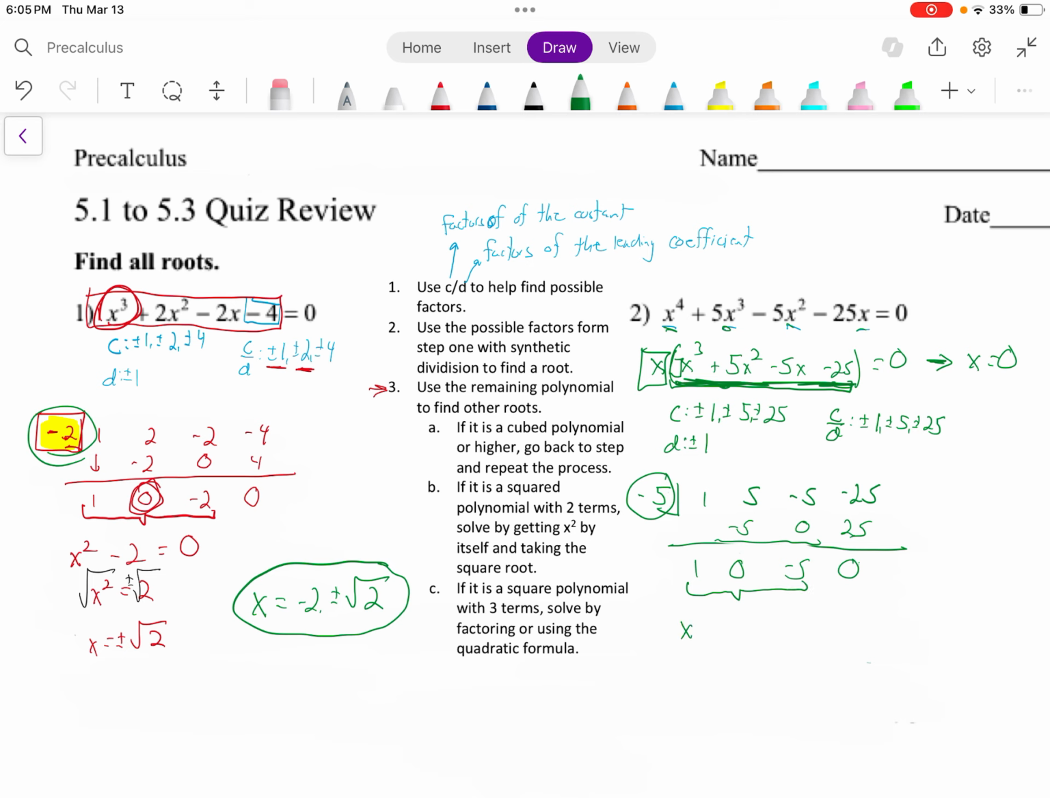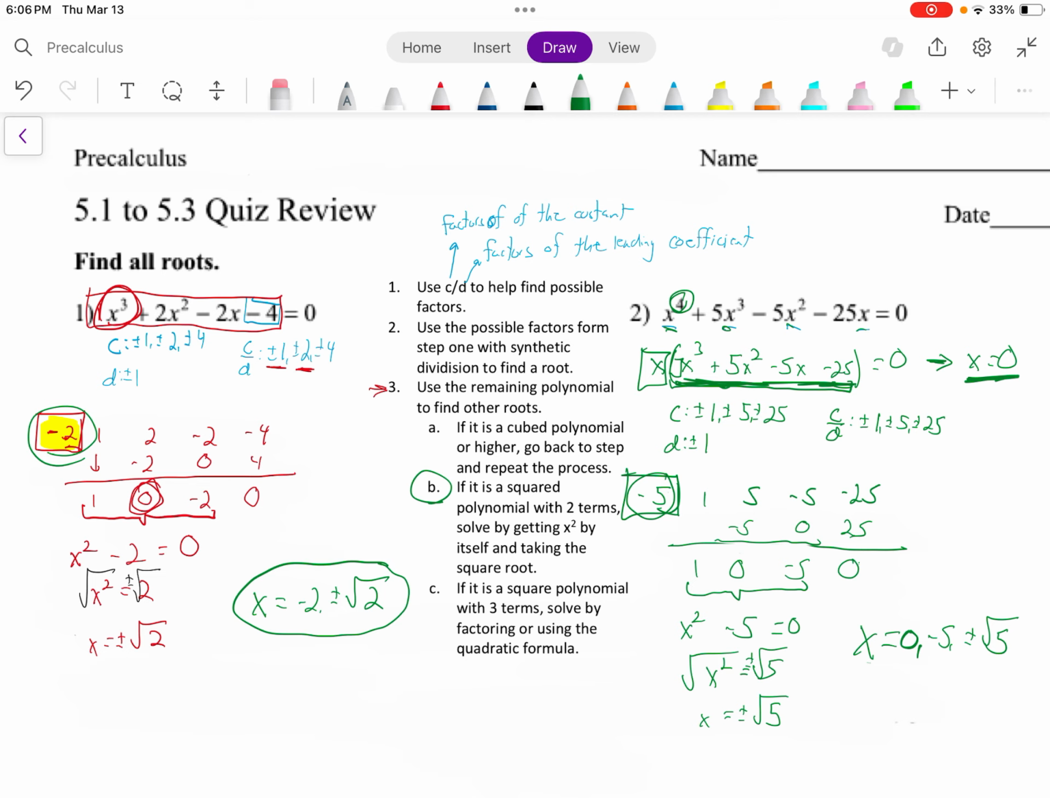This leaves us with x squared minus 5. And so again, fits this idea. So we set that equal to 0 and add 5 to both sides. Take the square root. And we get x equals plus or minus the square root of 5. And so our answer, we have 4 answers. When we have 4 answers because it's x to the 4th, we had 0 right from the start. And then we have -5. And then we have plus or minus the square root of 5.